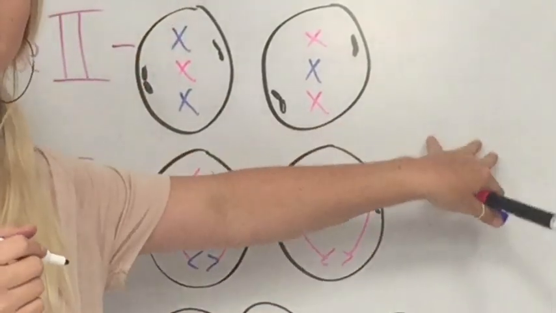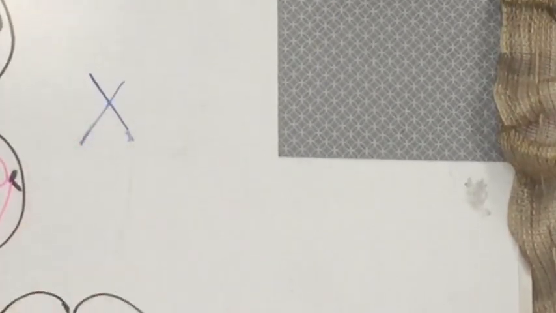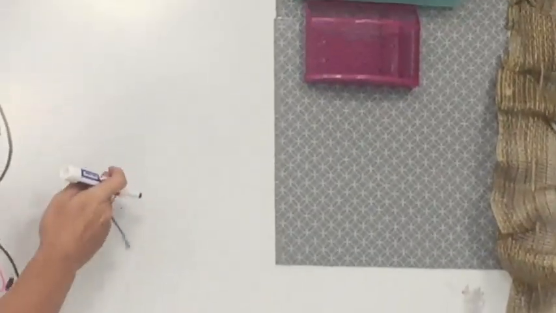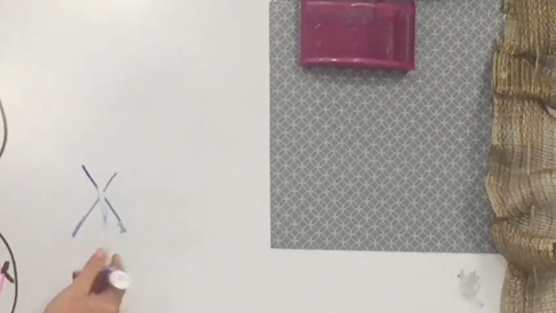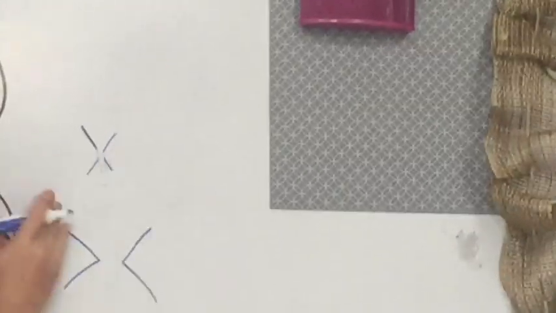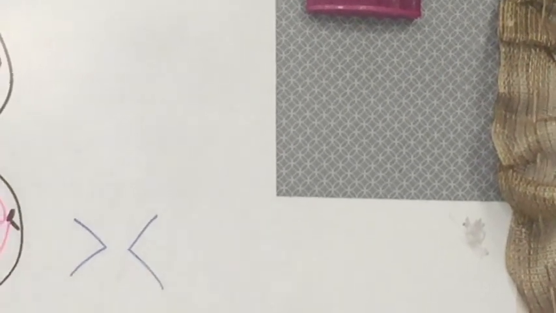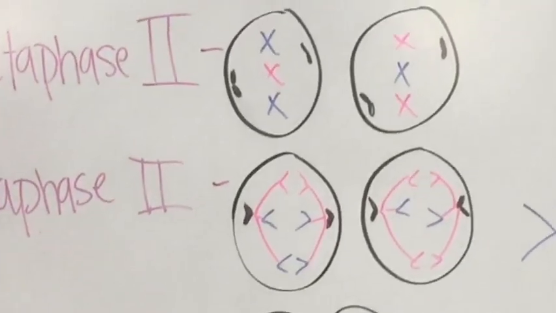Can you see over here? I just want to show you, this is a chromosome, and if you split it in half, it turns into a chromatid and a chromatid. Okay, so when I say chromatid, I'm talking about half of a chromosome. All right, now back to here.